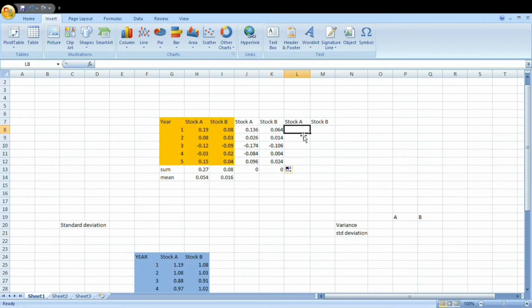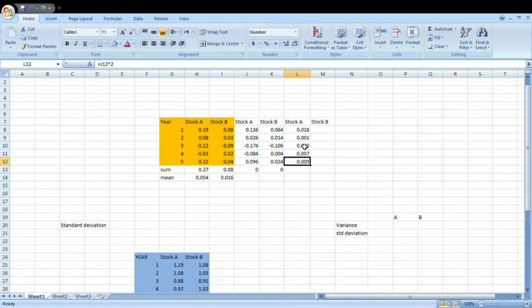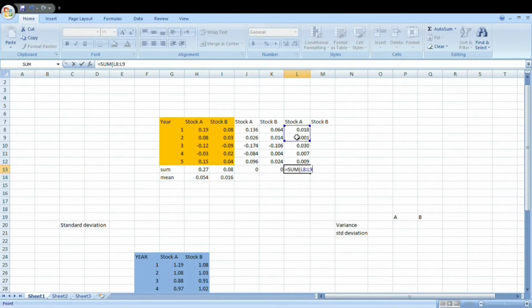To find the squares, we simply type the equal sign, select the first value and add the power operator, and as you see, we get the square of the difference value for the first value of stock A. Now we find the remaining values for stock A. So we get the square of the differences for the stock A values, and now we find the sum of the squared values: equal sign, SUM, select all the values for stock A and press enter, and you get the sum of the square of differences value of stock A.